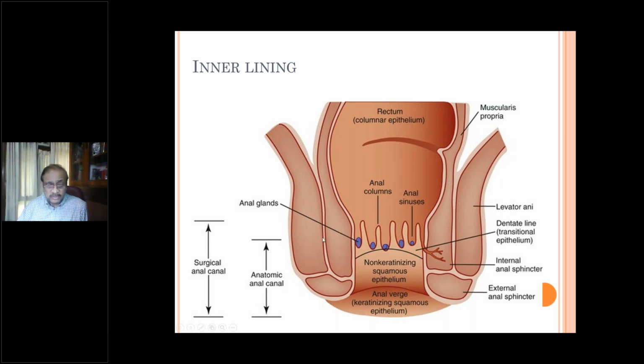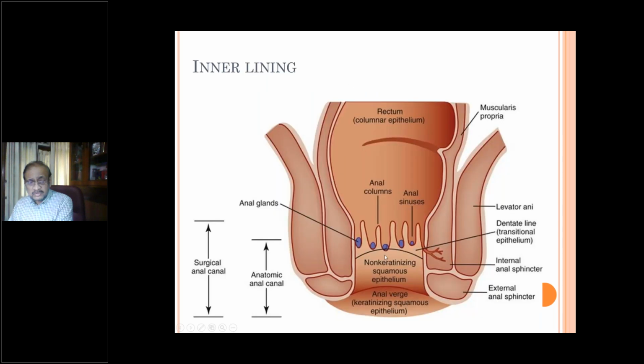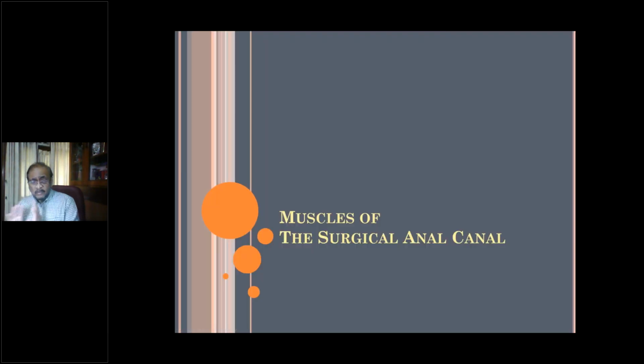And see again the reference to what? The anal canal, the anatomic anal canal, extending up to the pectinate line, and the surgical anal canal, extending up to the levator ani and the fusion of the levator ani and the deep part of the external anal sphincter, right? So this probably makes it much more clear. And just remember this figure, keep that in mind, and it will be much more crystal clear to you. It tells you how the nerve crosses the ischiorectal space and comes onto the anal canal.